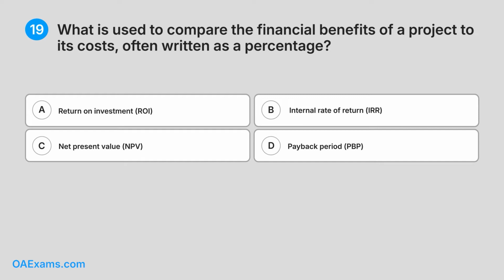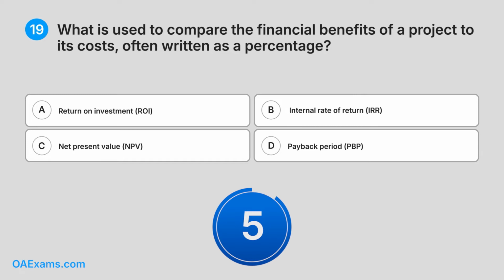19. What is used to compare the financial benefits of a project to its costs, often written as a percentage? A. Return on investment. B. Internal rate of return. C. Net present value. D. Payback period. What do you think is the answer?